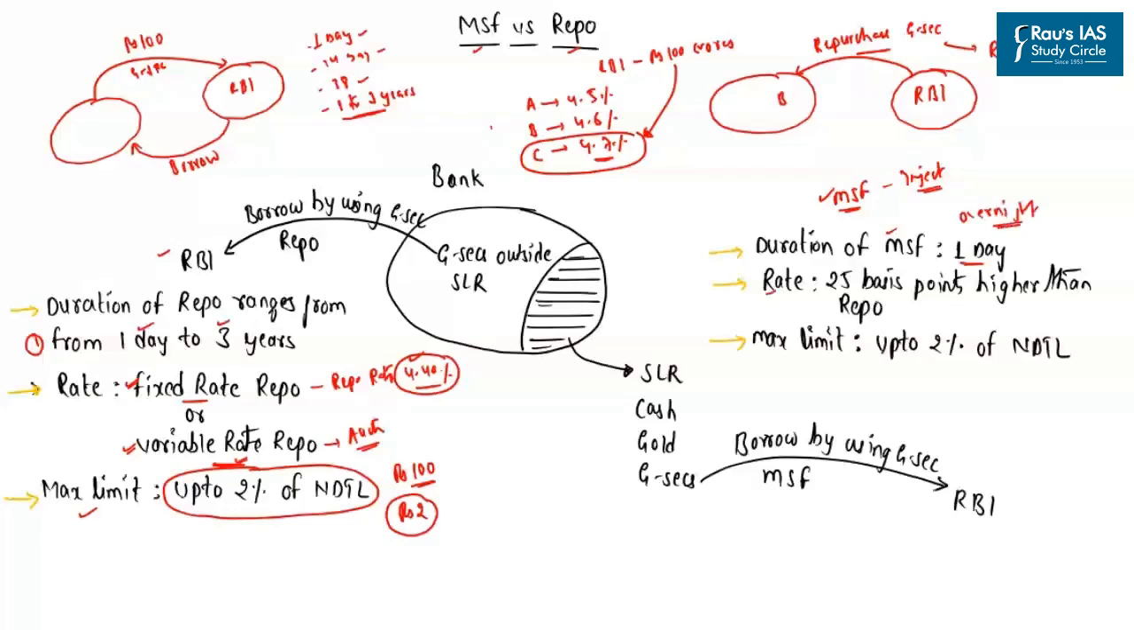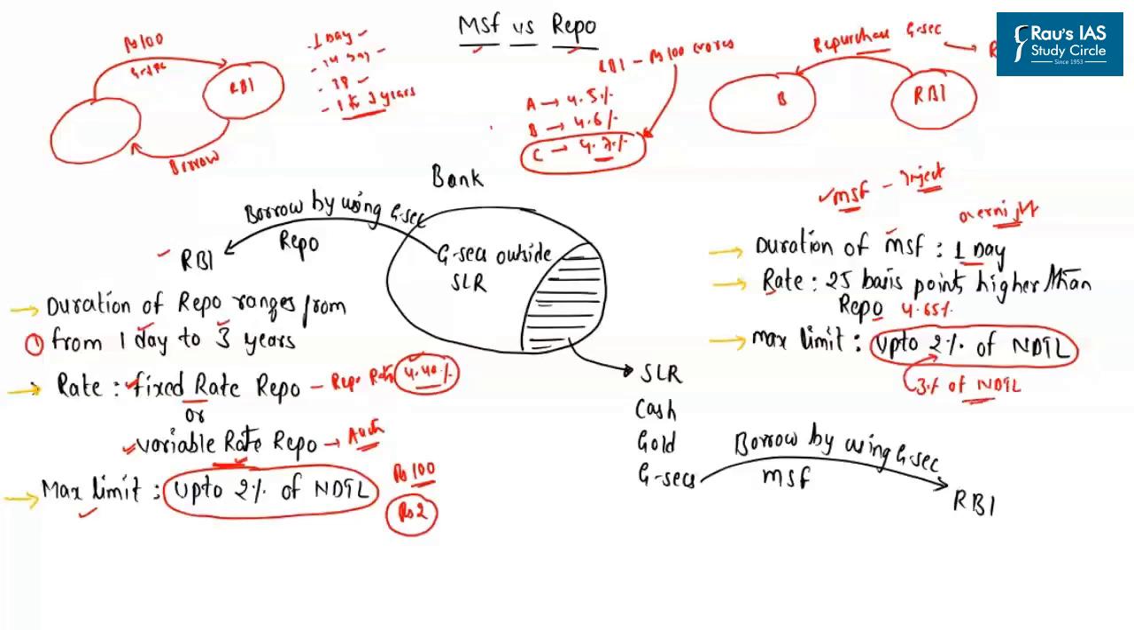Further, the MSF is 25 basis points higher than repo. For example, right now the repo is 4.40% and accordingly the MSF would be 4.65%. And then if you look at the maximum limit on repo, it is up to 2% of NDTL. Similarly, the maximum limit which the banks can borrow under the MSF window is up to 2% of NDTL. Earlier, the Reserve Bank of India had increased this particular maximum limit on the MSF to 3% of NDTL. But since December 2021, the limit has been brought down to 2% of NDTL.